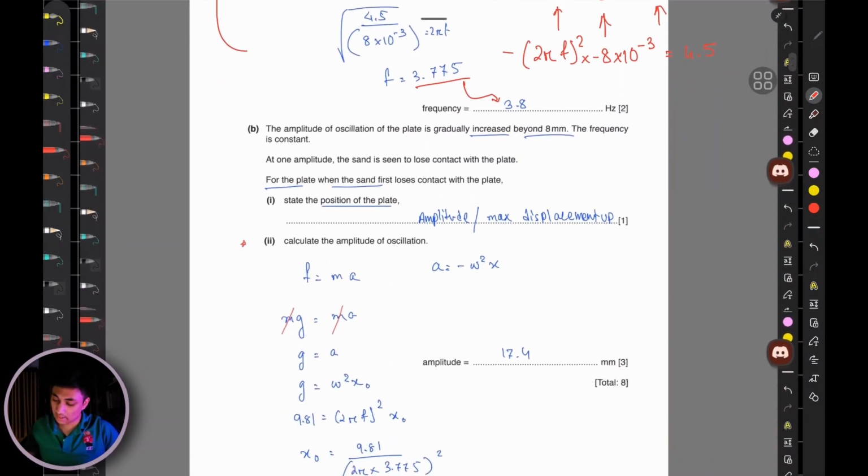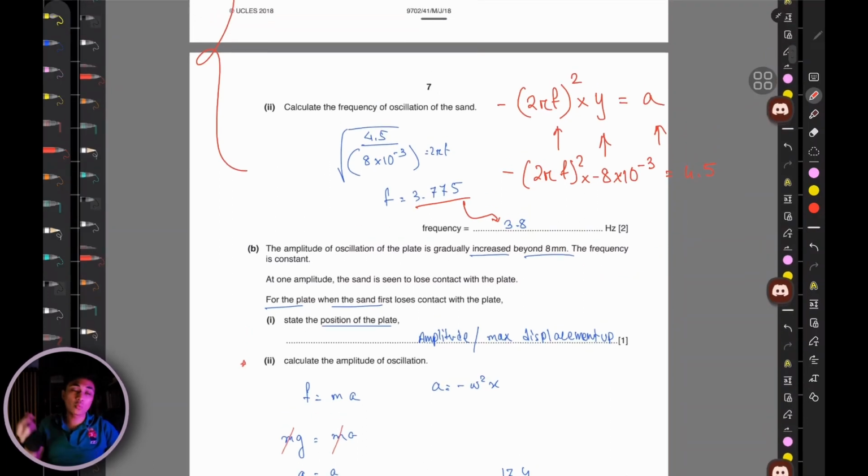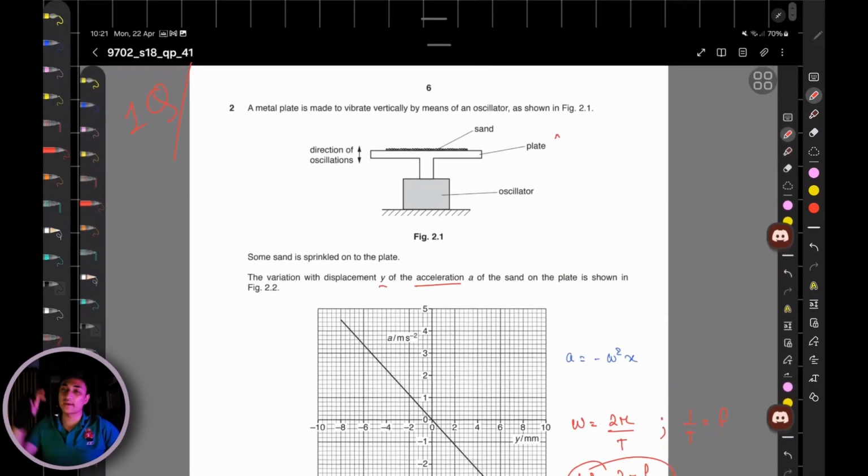Great. Now, the other thing they mentioned is the frequency is constant. So from ω equals 2πf, angular frequency is 2πf. If your frequency is constant, your angular frequency is also constant. So keep that in mind as well. Now, let's understand at what position it will first lose contact with the plate. At what position will the sand lose contact with the plate?